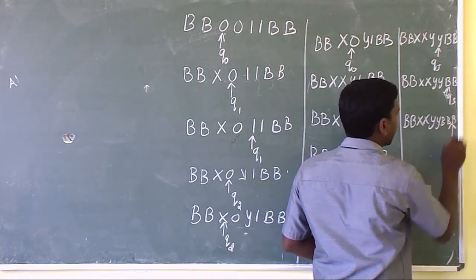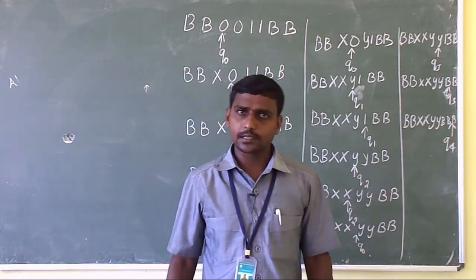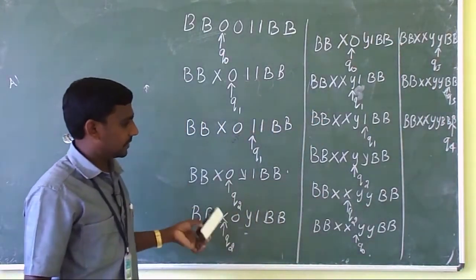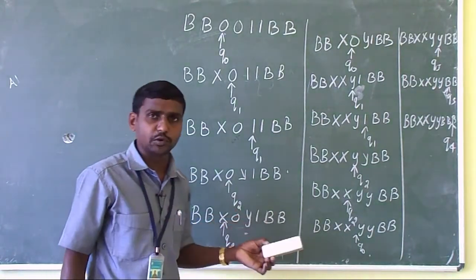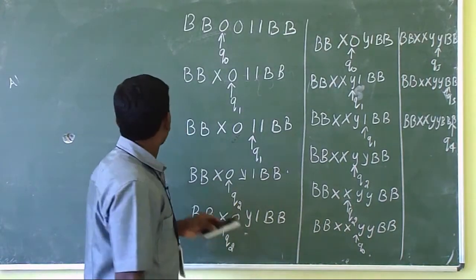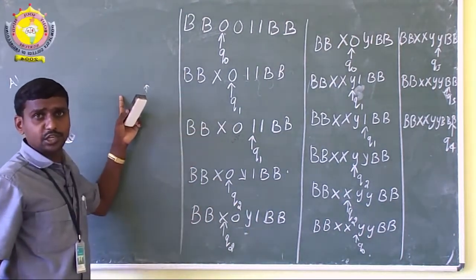So when it reaches the second blank, it is Q4, and we can say this is accepted, right? So this is the simulation model of the Turing machine which accepts the language L equal to 0 power n, 1 power n. Clear? And we can write the transition function also.